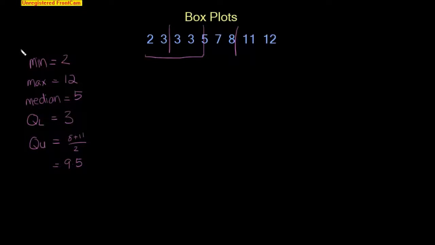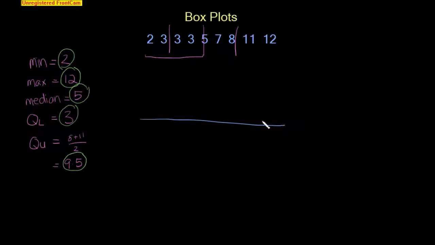So now we have our minimum, a maximum, a median, a lower quartile value, and our upper quartile value. So we can actually draw our box plot. And to draw our box plot, we need a scale. We've got our minimum is 2, our maximum is 12, so it needs to span between at least 12 and 2.